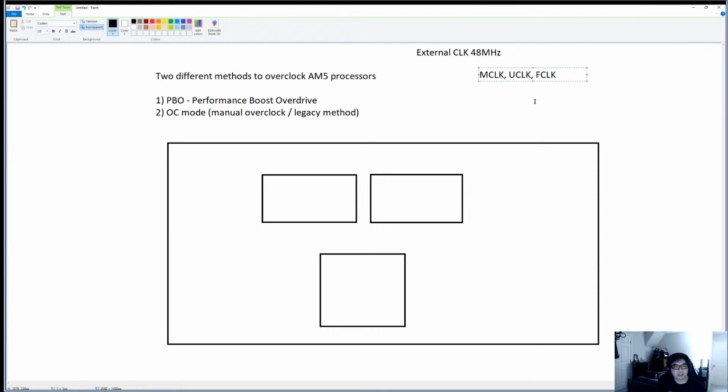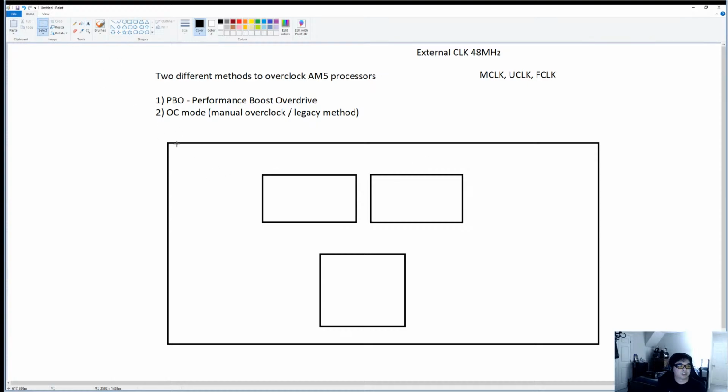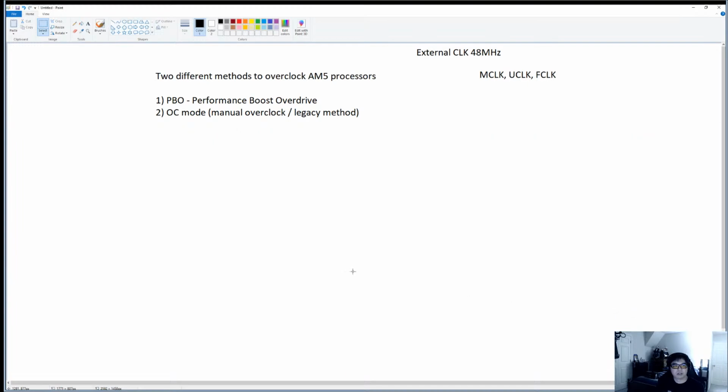Let me erase this because it's in the way. Unfortunately, that's going to have to go. We may have to draw this out a little bit, so let's label some stuff here. We have the clock generator. Let me move that down, we'll put that over here. And then we have those clocks.